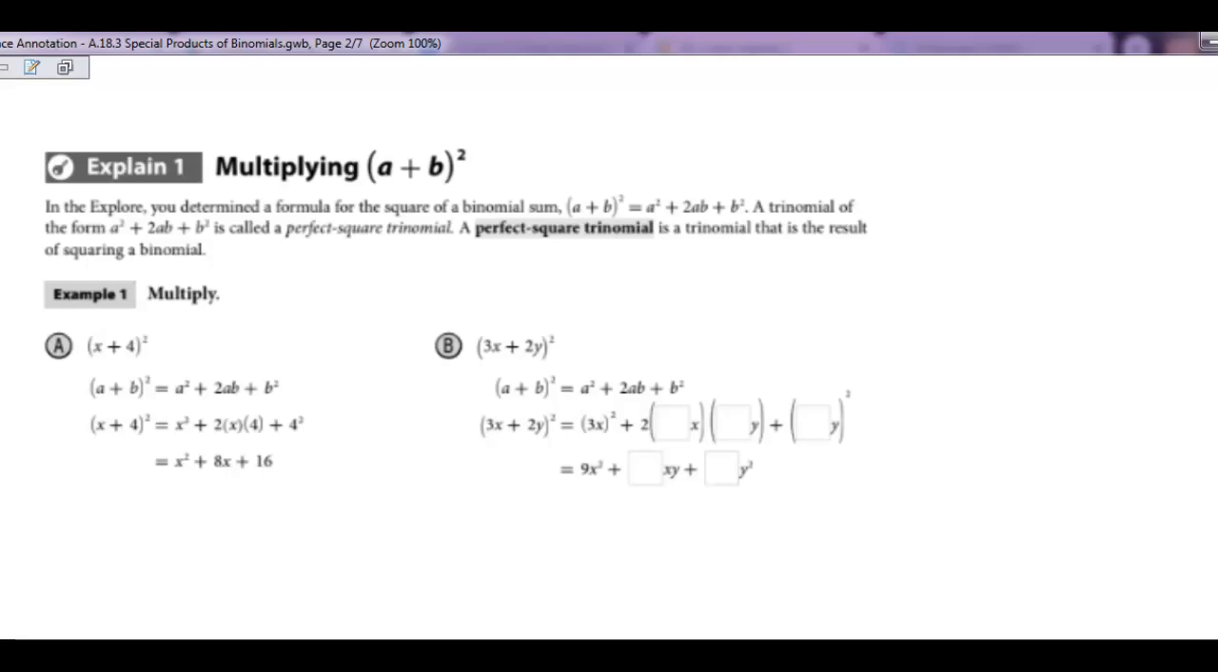Hello, today we're going to be talking about special products of binomials. One of these is called a square of a binomial, and it creates a perfect square trinomial.